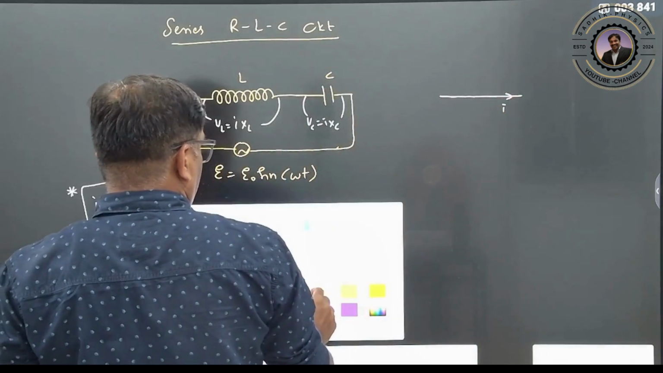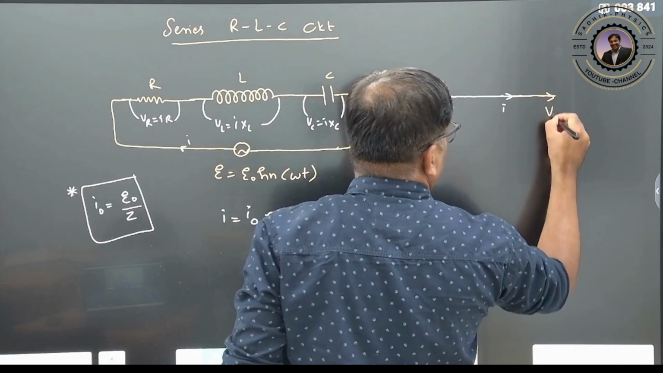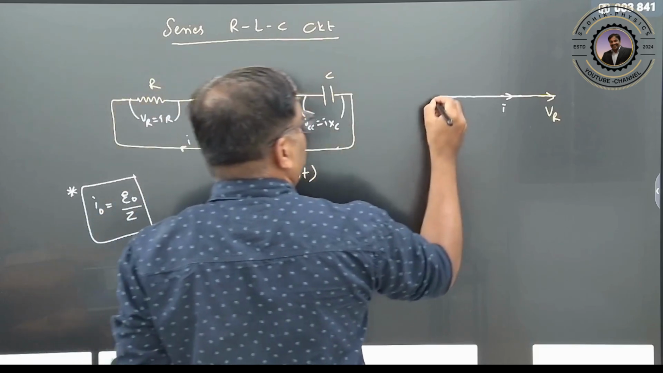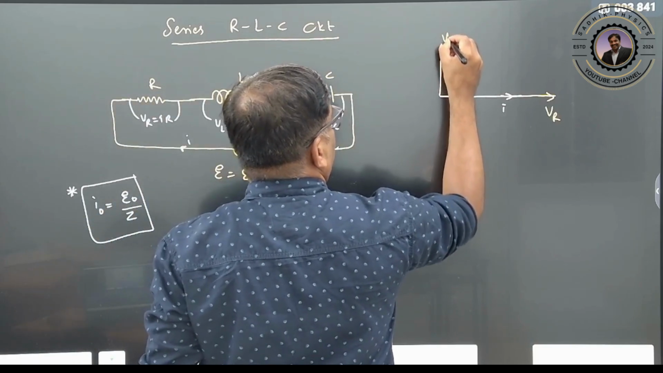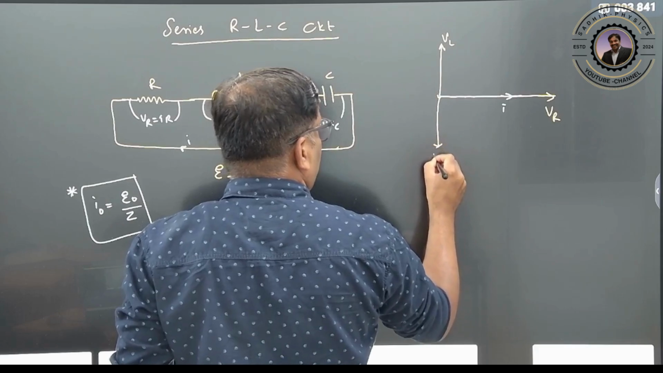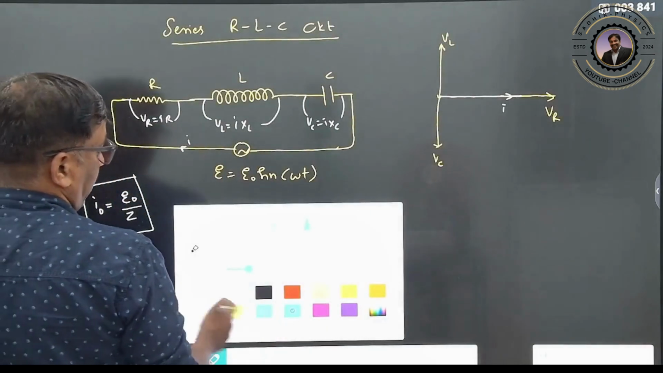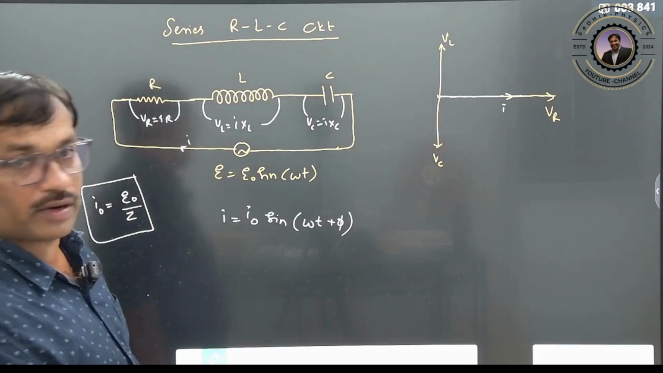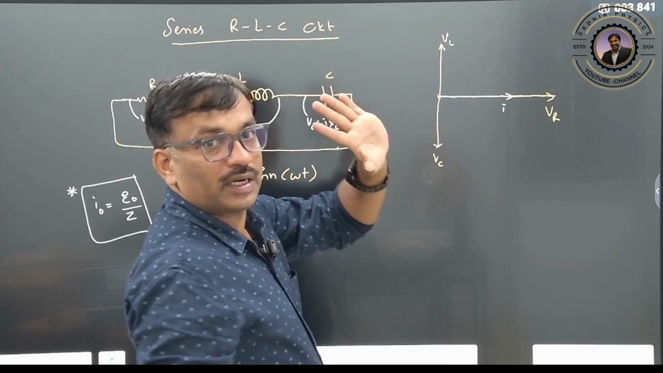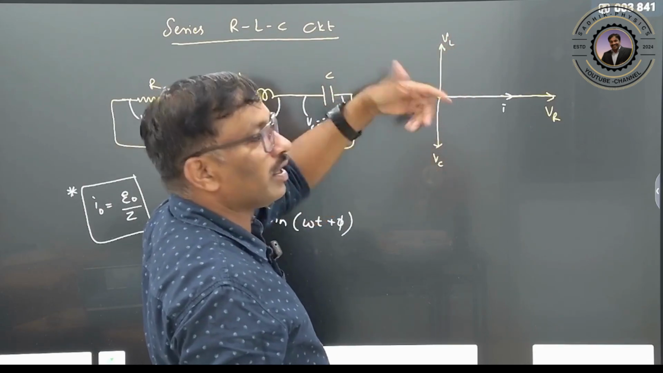Here, current and resistor, we already did this phasor diagram, this is VR. VL leads the current by 90 degrees, and this will be your VC. So this will be your phasor diagram. Now VL and VC are in opposite phase, you remember that. The phase difference between them is 180 degrees.